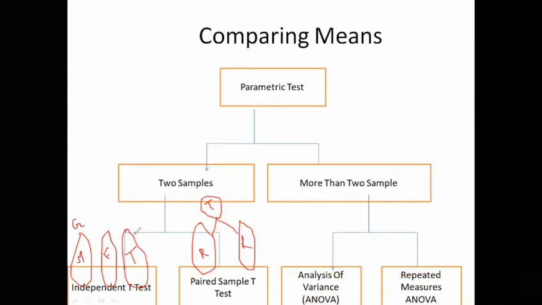We have the option of analysis of variance. So when we have more than two samples, we go for analysis of variance. And when we are testing a particular training program or any kind of medicine at three levels, that is more than two samples, then we have the option of repeated measures analysis of variance. Today we are going to discuss analysis of variance.